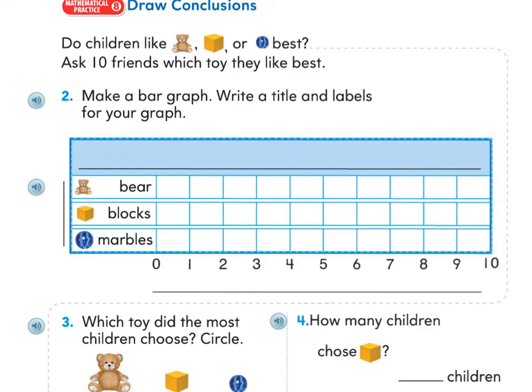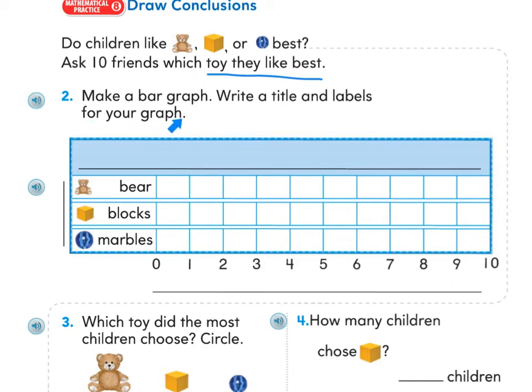Then once you get to page 595, the question up here says, do children like bears, blocks, or marbles best? Ask 10 friends which toy they like best. I'm going to underline this right here, toy they like best, because that's going to be helpful to you later. So it says, make a bar graph, write a title and labels for your graph.